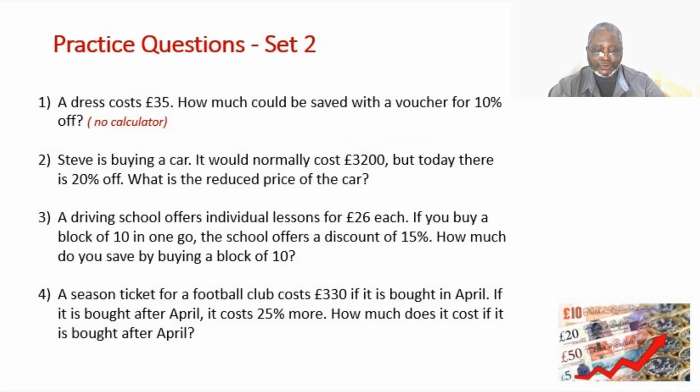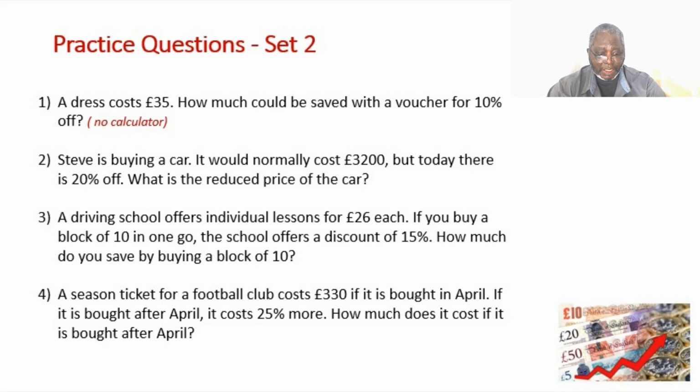You have 4 practice questions here. Question 1 is just for you to refresh your memory on how to calculate interest. No calculator. And then question 2, 3 and 4 are based on exam type question which involves a little bit more thinking. Question 2 is not too difficult. It says Steve buys a car which would normally cost £3,200, but today there is a 20% discount. What is the reduced price of the car?